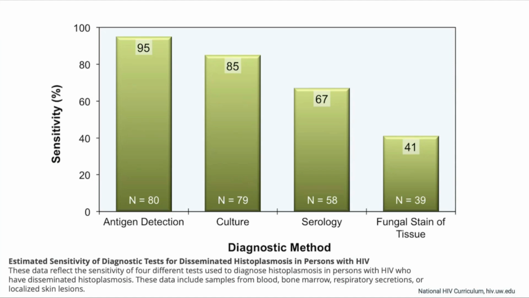For people with disseminated histo, this looks at the sensitivity of different diagnostic methods. Antigen detection from urine or blood is generally your most sensitive, and then culture, serology, and fungal stain. An antigen usually returns pretty quickly too, at least here at TGH, so that can be a really helpful test to send early on.